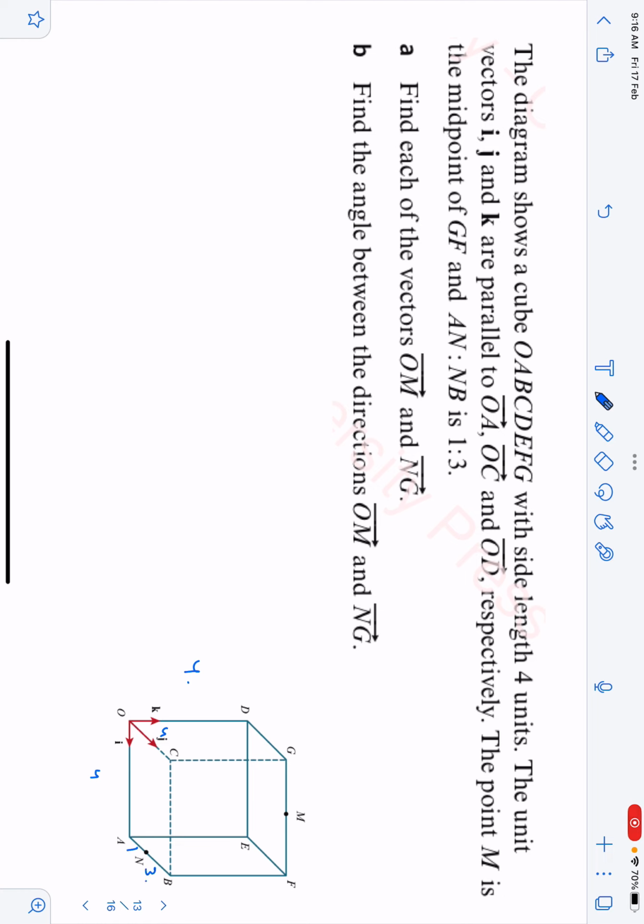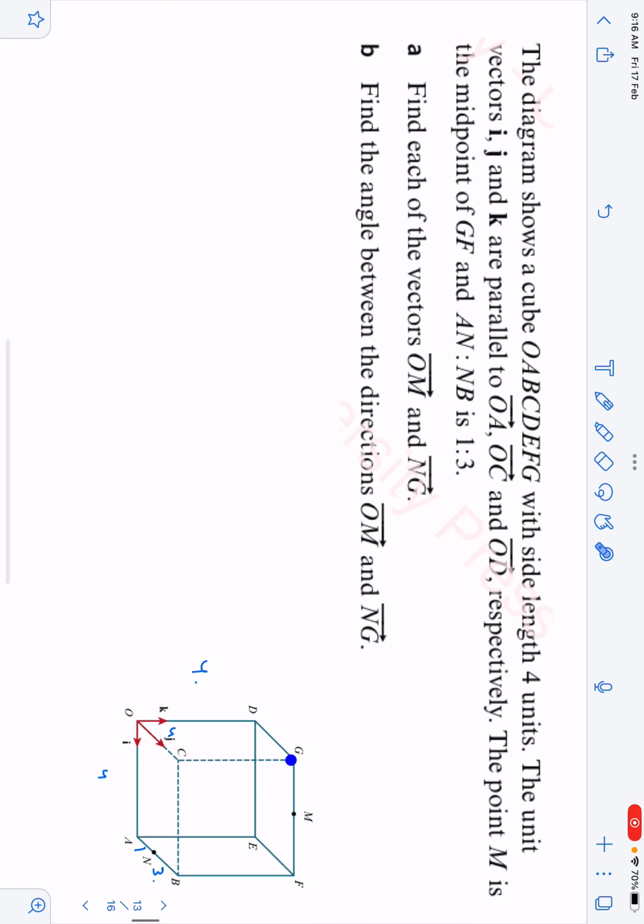Find each of the vectors OM and NG. Let's find out OM first. If you have to go from O up till M, you can take this path. So 4k plus 4j plus 2i. I'm writing it down here. OM equals, I'm taking this path, going up straight, then going this way, and then going this way. So 4k plus 4j and plus 2i. So I can write OM as 2, 4 and 4.